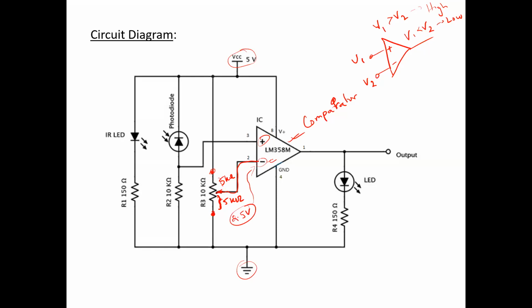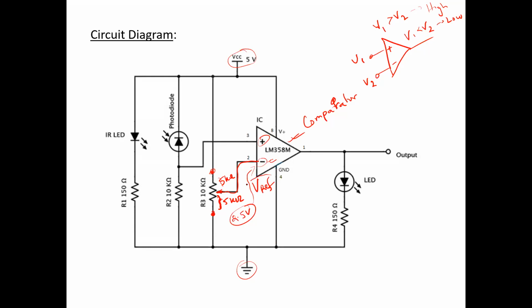Now if the sliding contact is shifted downwards, then the voltage drop is supposed to decrease, and if it is shifted upwards, the voltage drop is supposed to be increasing. So depending upon where the sliding contact is located, a certain amount of voltage will be inserted at the inverting terminal. So that voltage is actually going to work as the reference voltage in this case.